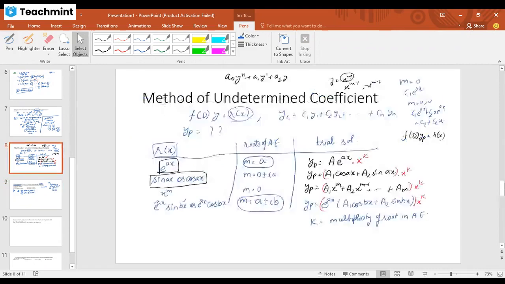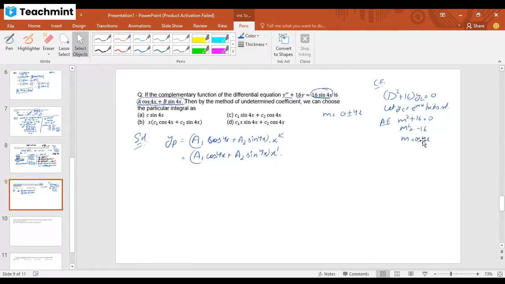So if we get this kind of root, then we need to multiply it with x power 1 corresponding to each pair of complex roots. So one pair is there, we are going to multiply it with x power 1. Okay. So how do we calculate the values of a1 and a2? The question asks in this particular case only about the trial solution, so the correct answer is option B. This is our answer. But if we are interested in finding the values of a1 and a2 also, then what we need to do is this: because yp is a particular integral, it must satisfy this equation.